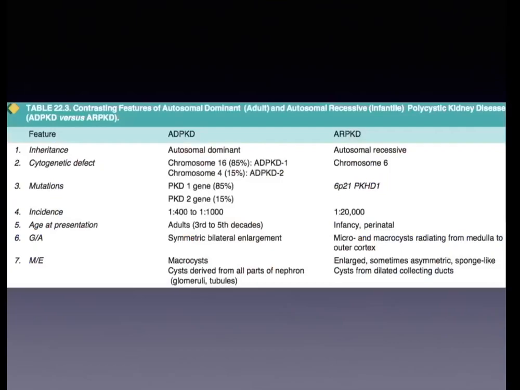Whereas microscopically, adult PKD consists of macrocysts, which are derived from all parts of the nephron, including the glomeruli and tubules. In autosomal recessive infantile PKD, they have a sponge-like kidney on cut section which shows cysts mainly from the dilated collecting ducts.